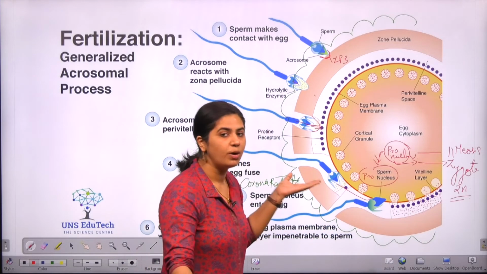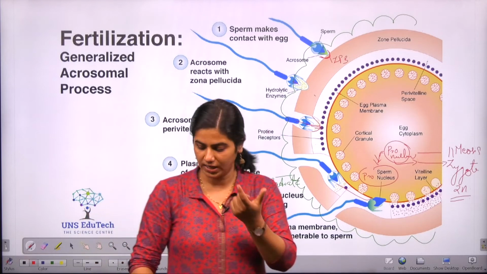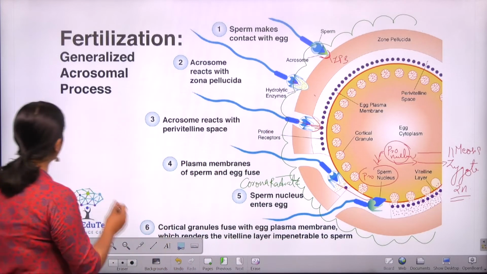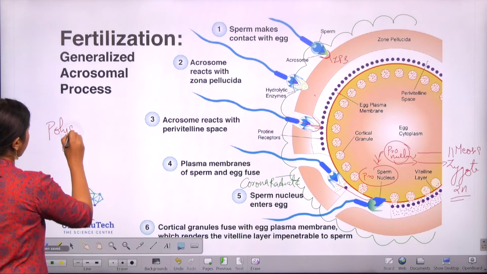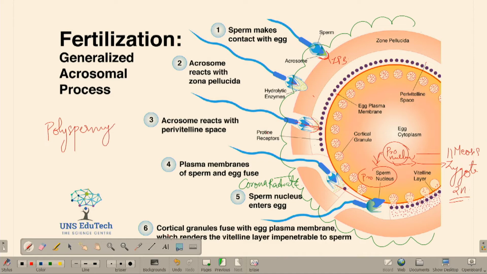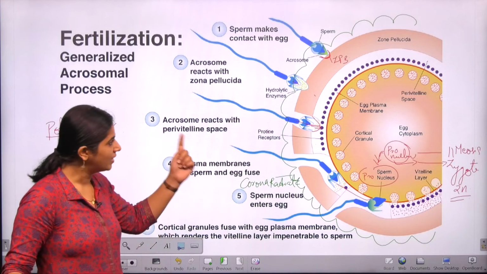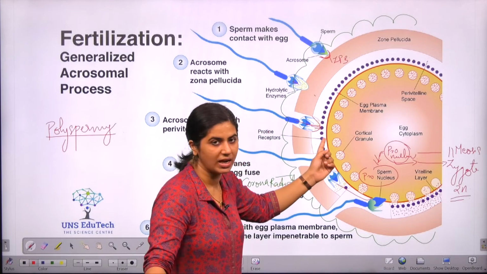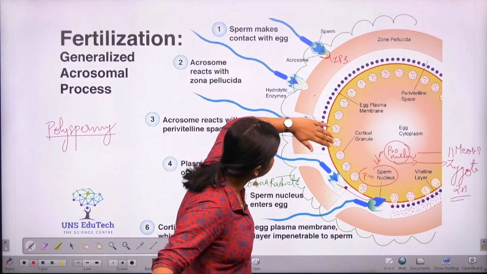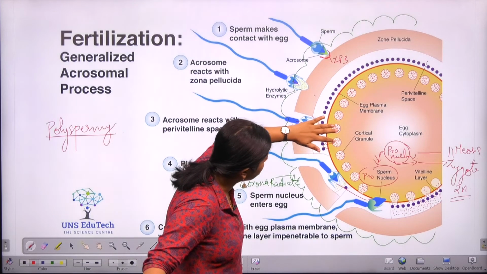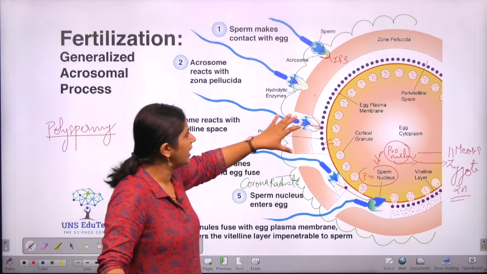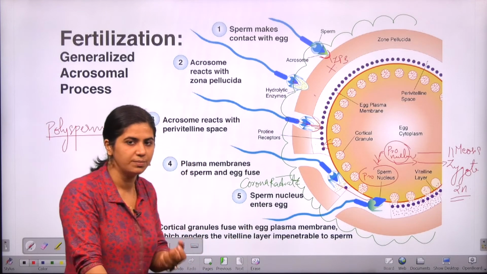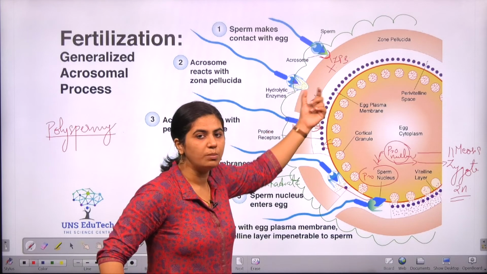Now, in order to prevent polyspermy, what is polyspermy? Fertilization of an egg by more than one sperm is called polyspermy. In order to prevent polyspermy, the ovum has its own mechanism. When one sperm enters the ovum, it binds with the ZP3 receptor and its acrosomal reaction starts. From the cytoplasm, there is a release of cortical granules, and it inhibits the ZP3 receptor, or switches the receptor off.